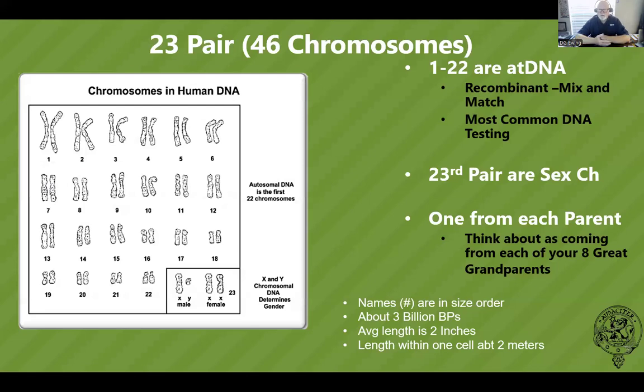The average length of our chromosomes is about 2 inches long. And notice that number 1 is the longest chromosome and 22 for the autosomal is the shortest. By far, the puniest is the Y. It is indeed the shortest chromosome. All right. So 1 is longest and 22 is the shortest.